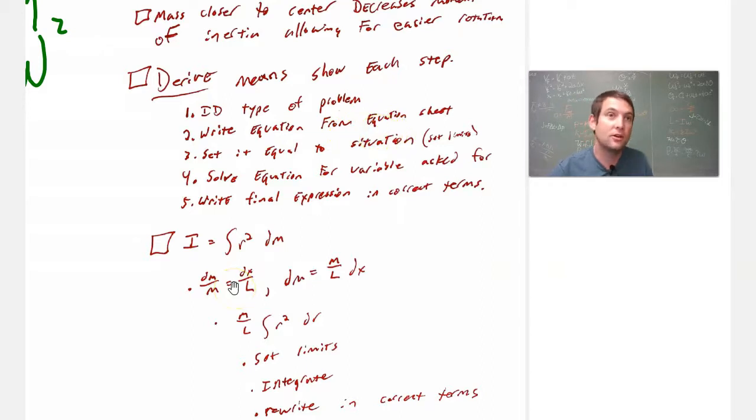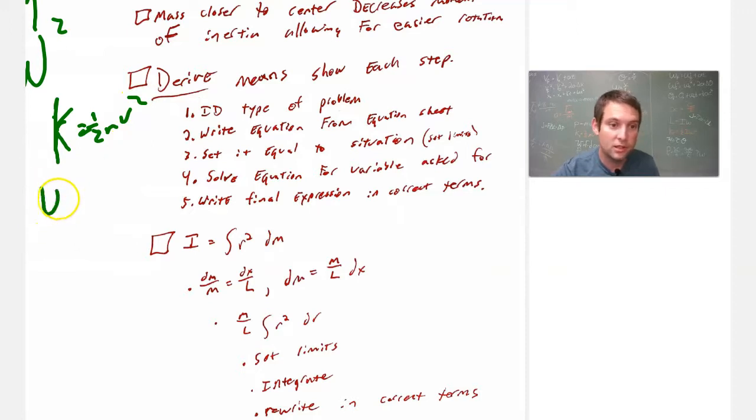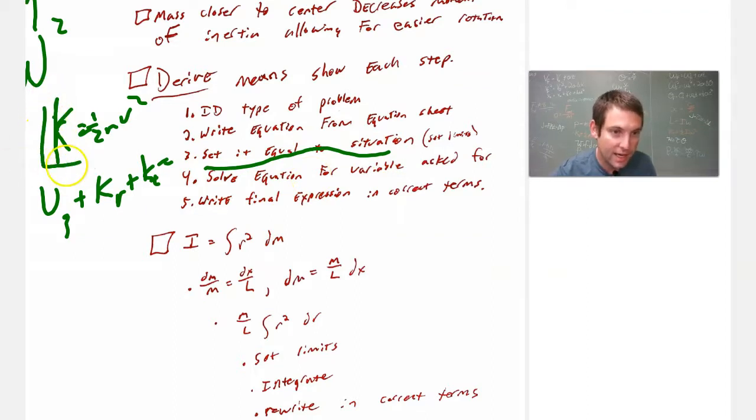So if it's talking about deriving your coefficient of friction, or deriving your kinetic energy, let's say, derive your kinetic energy, well, we know K equals 1/2 mv squared. Well, you're probably going to need to use conservation of energy. UG plus KT plus KR in the beginning equals whatever in the end. That's setting it equal to the situation. It's just making it make sense to the situation. The kinetic energy equation is given to you, but that's just your starting point.